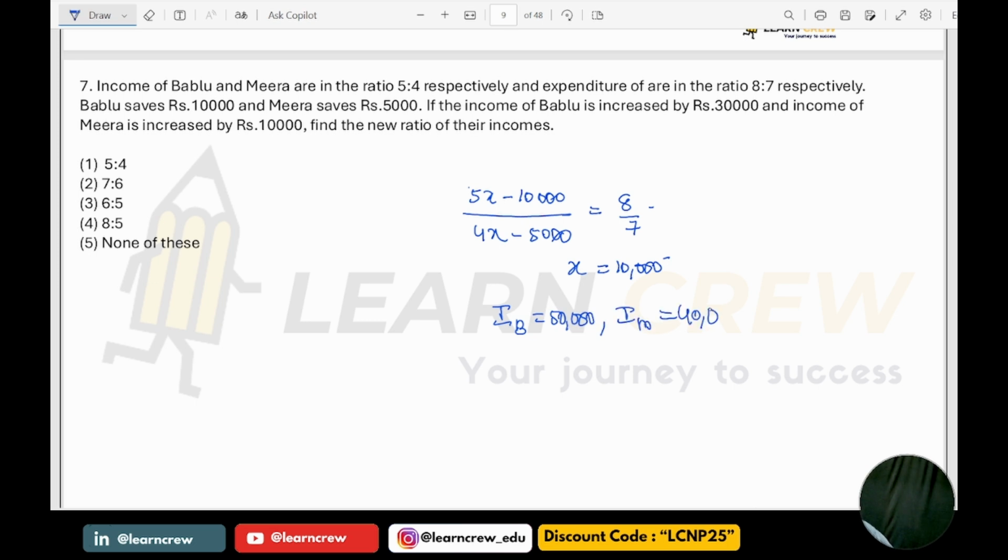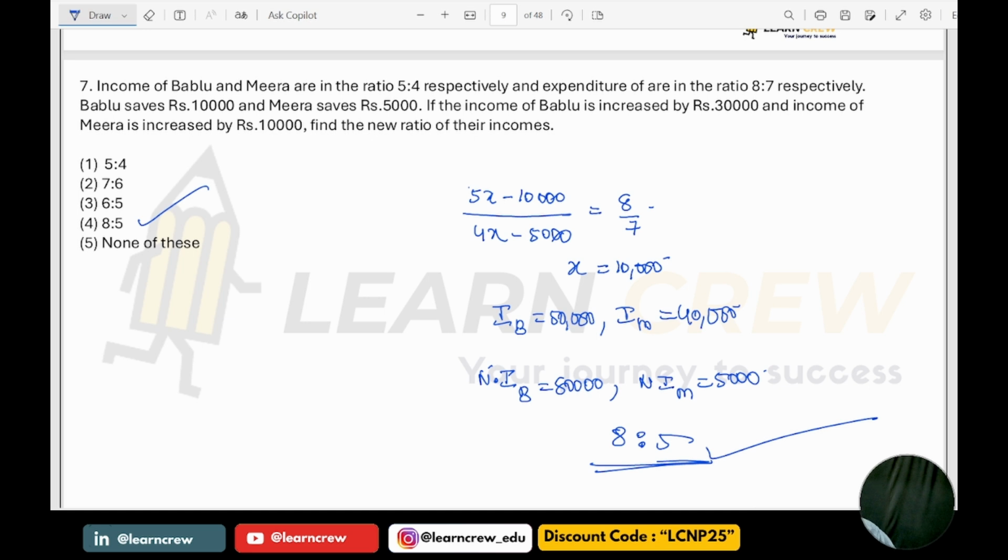Okay, so the new income of Bablu would be 80,000 because it is increased by 30,000, and the new income of Meera, increased by 10,000, is 50,000. So what is the ratio here? 8 is to 5. 8 is to 5 is the answer.